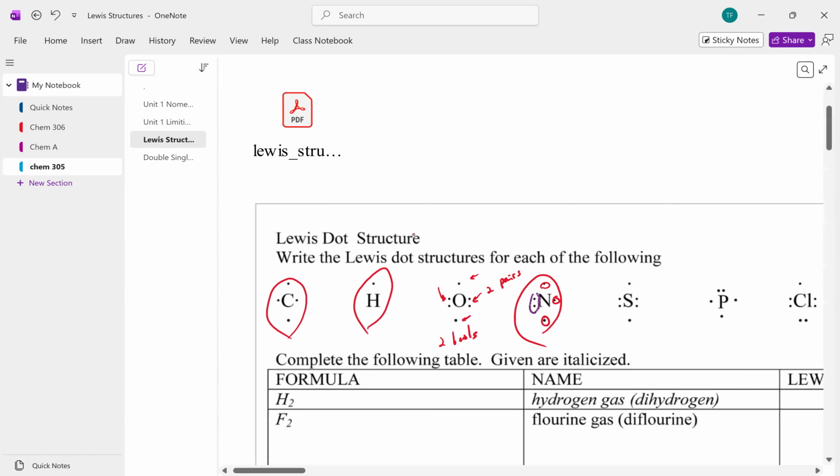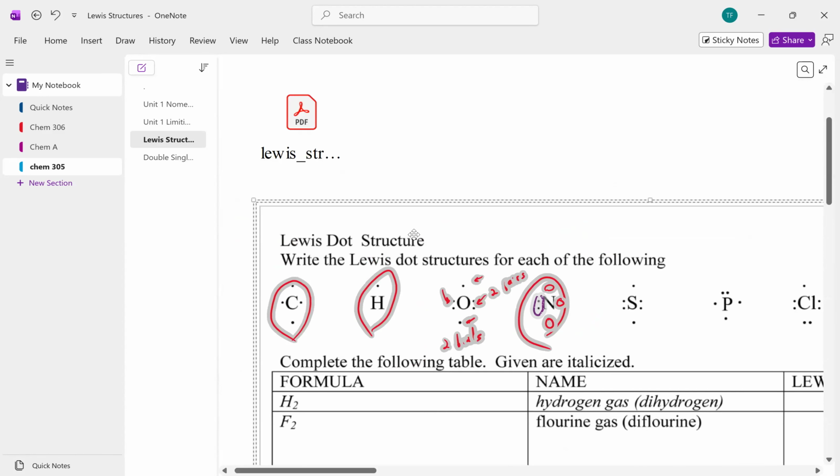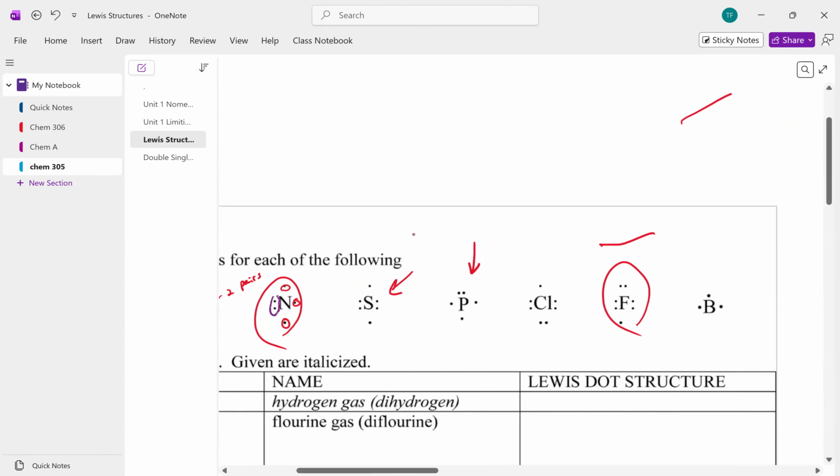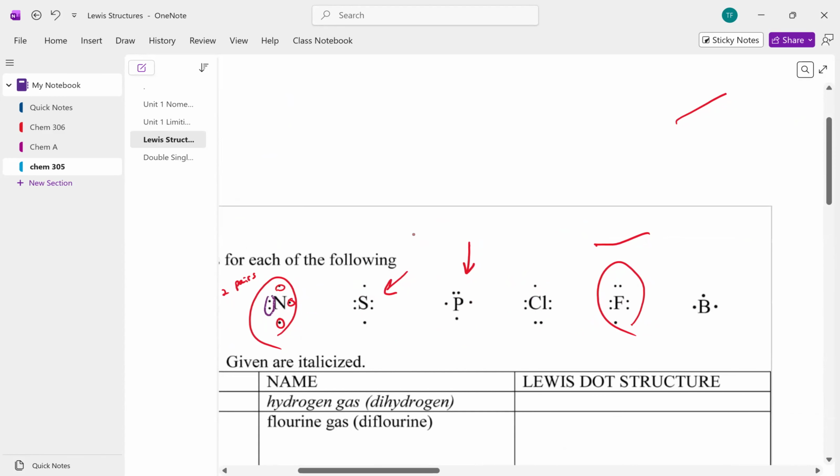Okay. And to reiterate, notice sulfur here looks just like oxygen because it's underneath. Phosphorus looks just like nitrogen because it's underneath. So notice chlorine and fluorine. It has three pairs and one singleton. That means you can only bond once, one bond. Boron, it's got three singletons.